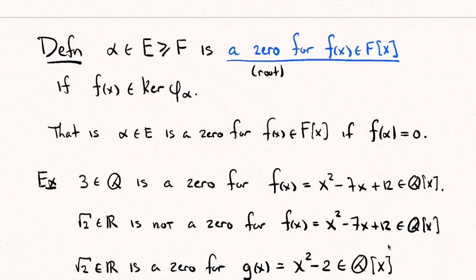Okay, so written out in our new notation, I'm just saying alpha is a zero for this polynomial if when you plug alpha in, you get 0. And now this makes sense because the left-hand side of this equation is an element of E. The right-hand side of this equation is an element of E. And it's not nonsense to say two elements of E are the same. Cool.